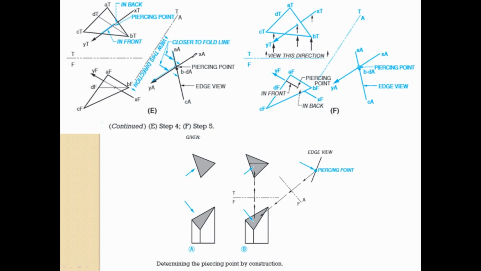So which one is closest to the fold line? You know this is closest to the fold line, from the piercing point to your Y point. Therefore, this is going to be on top. If it's further away, that means it's not going to be on top. So whichever gives you the closest to the fold line first. So this is closest to the fold line, and therefore this is on top.